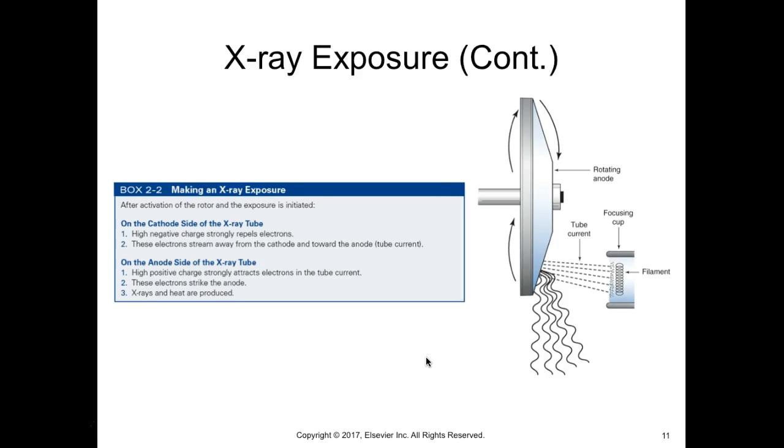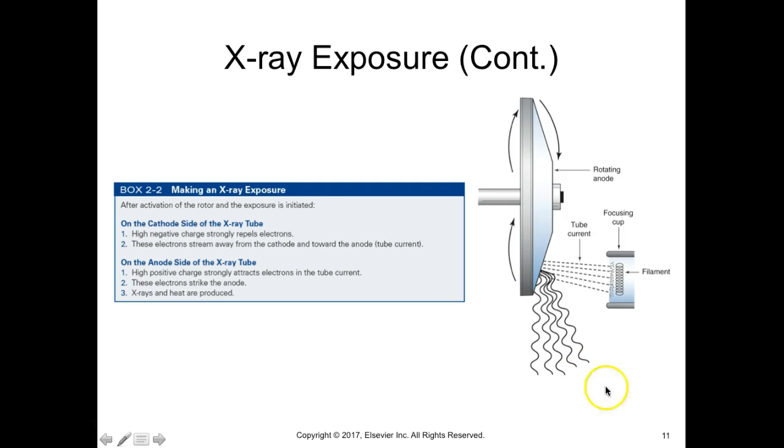So, make an exposure. After the activation of the rotor, the exposure is initiated. You push all the way down on the exposure button. On the cathode side of the X-ray tube, the highly negative charge strongly repels electrons. So that's interesting how they wrote that. These electrons stream away from the cathode towards the anode. That's called the tube current.